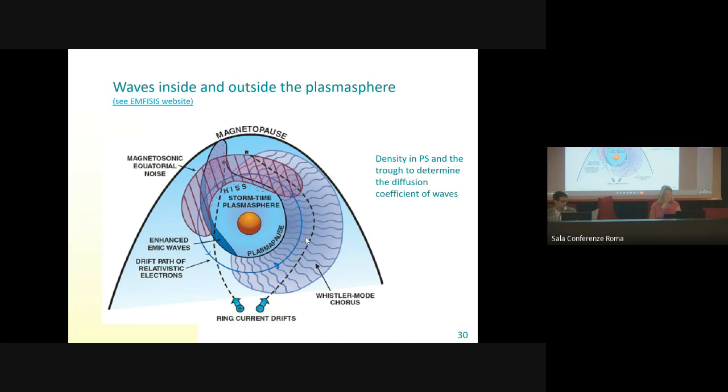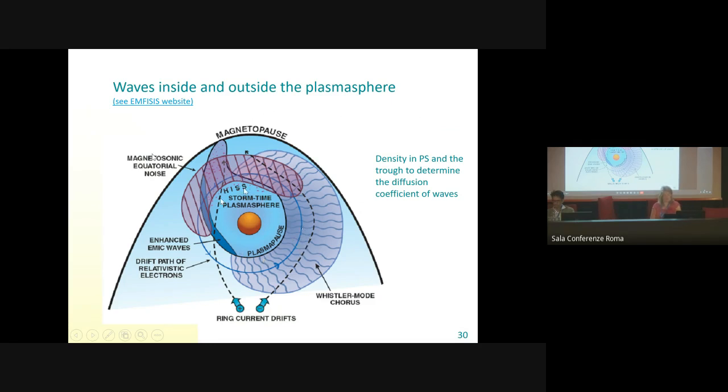Thus, what is very important is that the waves that will circulate inside and outside the plasmasphere will be completely different, because the density is so different that you have a lot of different waves, and these waves will interact and cause loss of particles in the radiation belts, for instance, and also acceleration of the particles. And so for this, it's very important to know not only the number density inside and outside the plasmasphere, but also the position of the plasmapause. Here you can see the different waves.